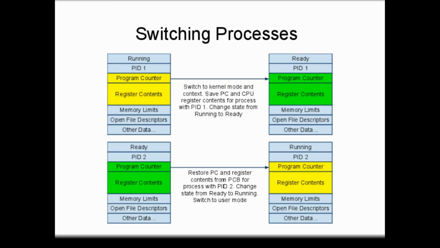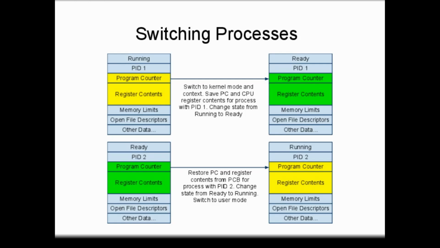That component of the kernel saves the program counter and CPU registers into the process control block for process 1. Also, the process state for process 1 is set to ready, indicating that the process is ready to run again once the CPU core becomes available.